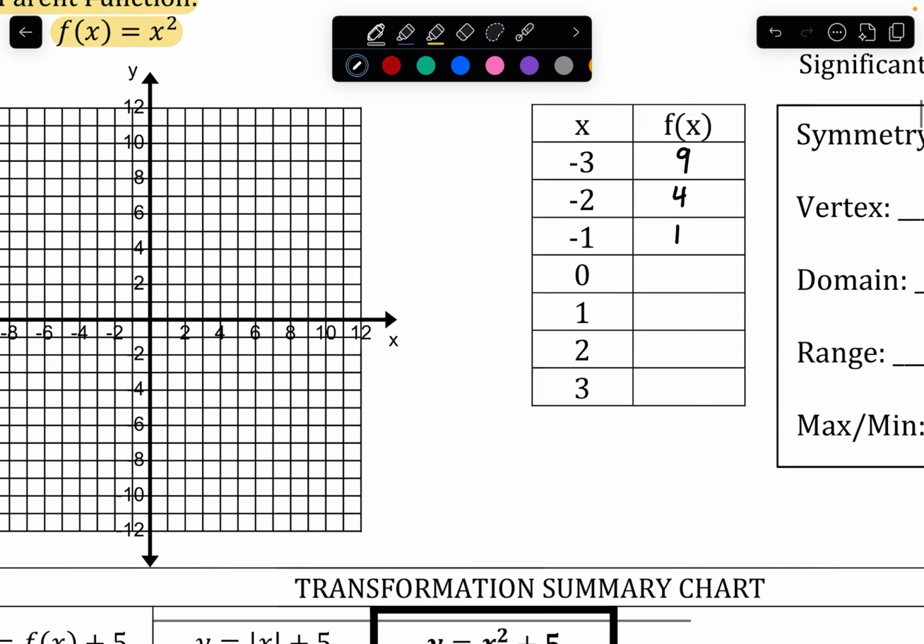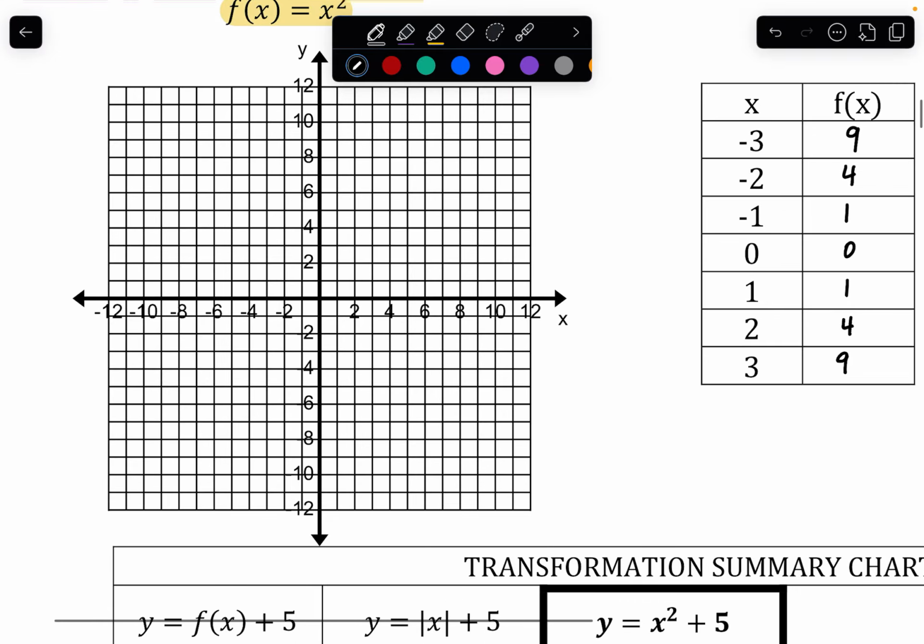When you square a number, you're multiplying it by itself. And so negative times negative will always give you a positive. 0 squared is obviously 0. 1 squared is 1. 2 squared is 4. 3 squared is 9. Okay, and so we have 0, 0, 1, 1, 2, 4, 3, 9. And then the negative x values give us the same outputs because when you square a negative, it becomes positive. And so it creates this U shape called a parabola.